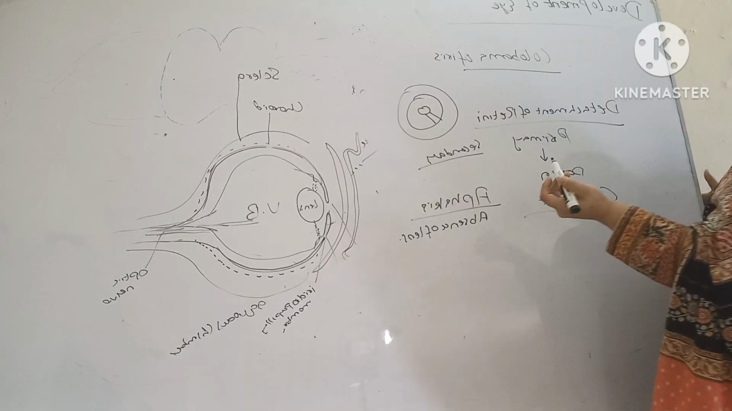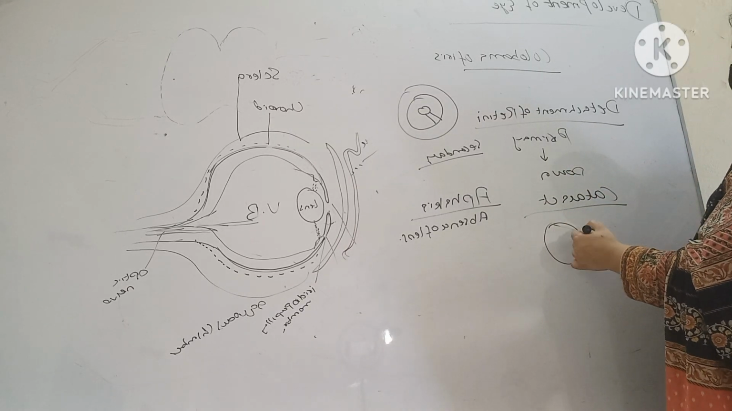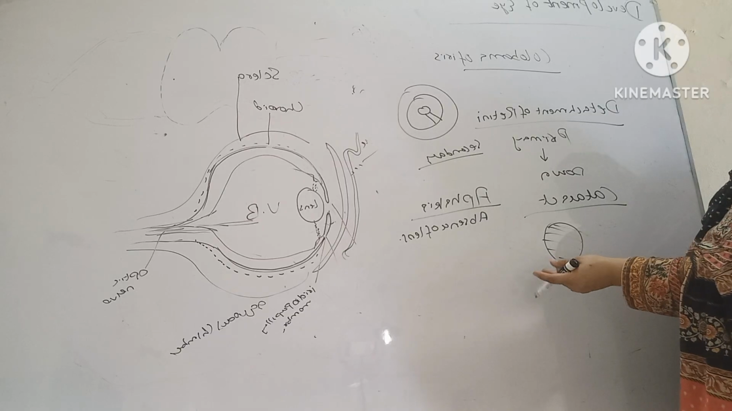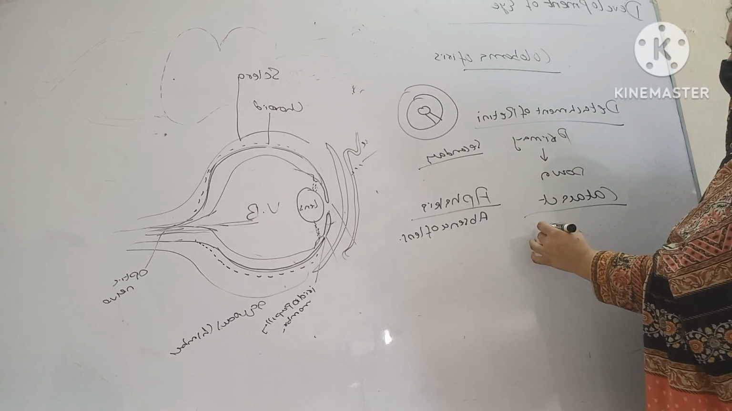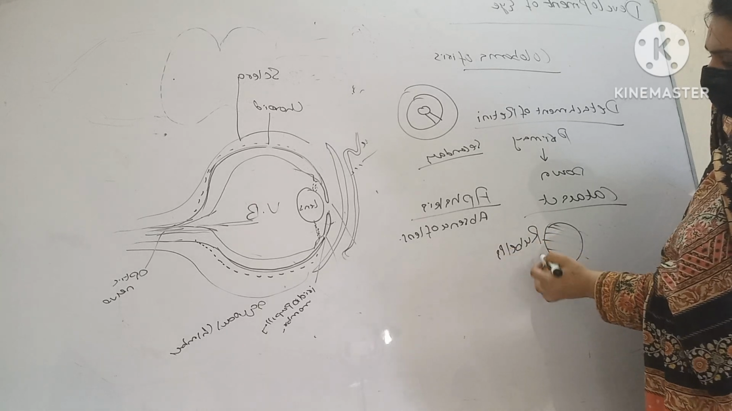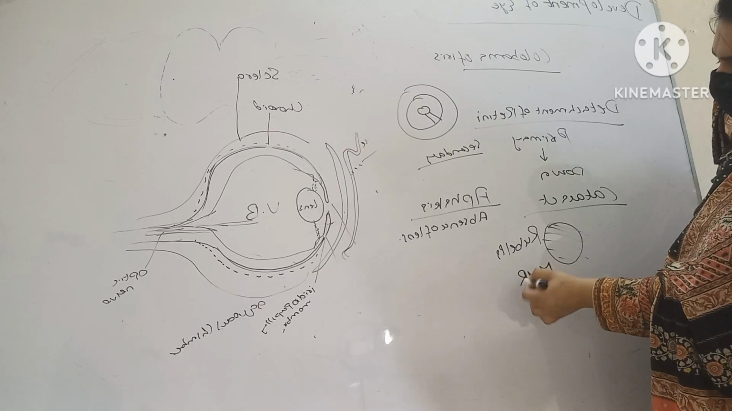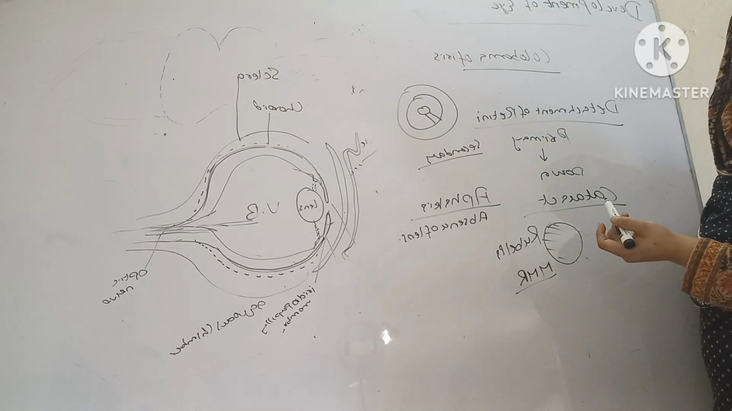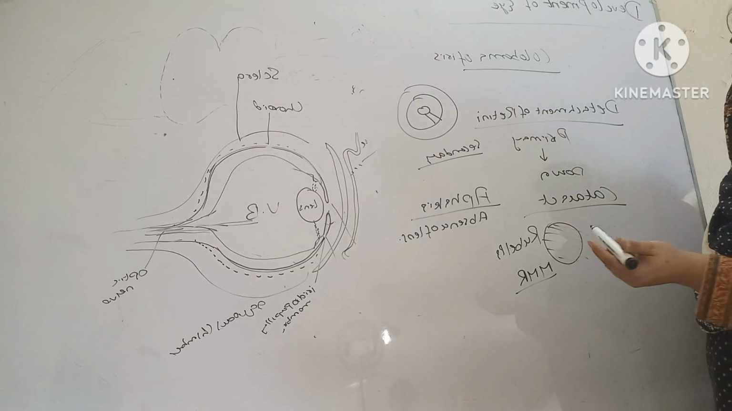In the congenital cataract, what will happen? The lens will have opacity, white opacity will develop. That is why the vision will be disrupted. This is the congenital cataract, and the main teratogenic agent is the rubella virus. But now the MMR, mumps, measles and rubella vaccine is available for pregnant ladies. That is why this congenital cataract is prevented.